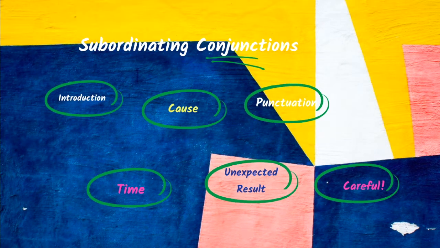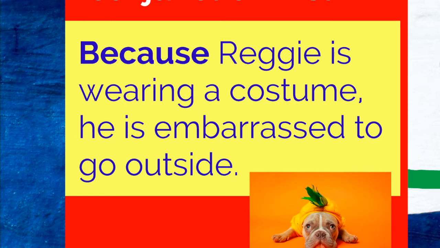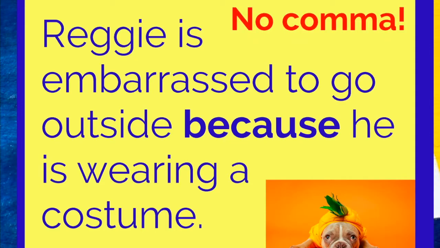Now let's talk about punctuation. This is very important. You can put a subordinating conjunction first, or you can put it in the middle of two clauses. But if you put it first, you need a comma after the first clause. Look carefully here. This cute little dog is Reggie. Because Reggie is wearing a costume, he's embarrassed to go outside. Notice we have a comma after the first clause because because is first here. However, in this sentence, Reggie is embarrassed to go outside because he is wearing a costume. Because is in the middle. So no comma here. This is important. Do not put a comma before because, okay? This is a mistake I see a lot.